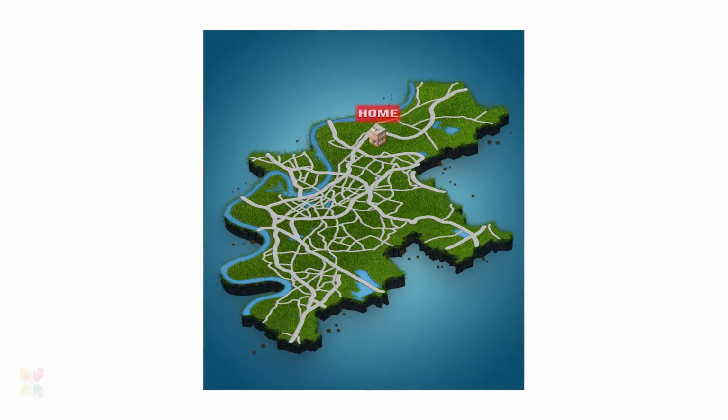Today we are going to use Google Maps to create isometric 3D maps in Photoshop. So let's get started.